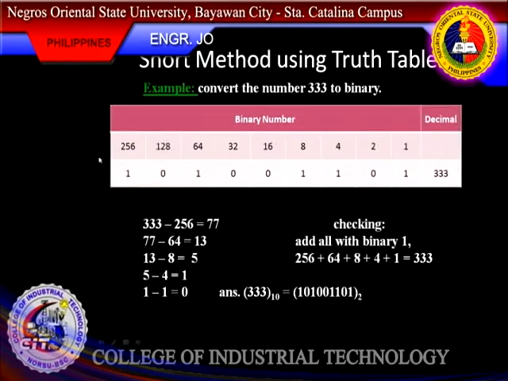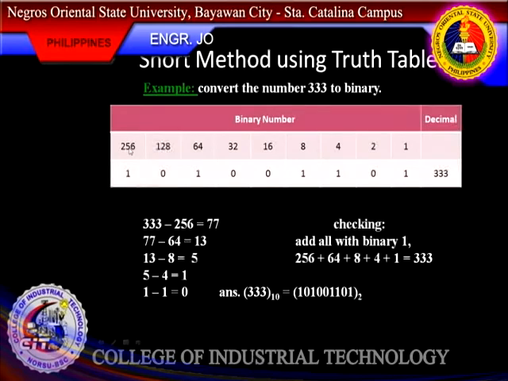But 512 is not included because 512 is greater than 333. It cannot be used in our conversion, because 333 is the number that we're going to convert to binary form, and 512 is already greater than 333.